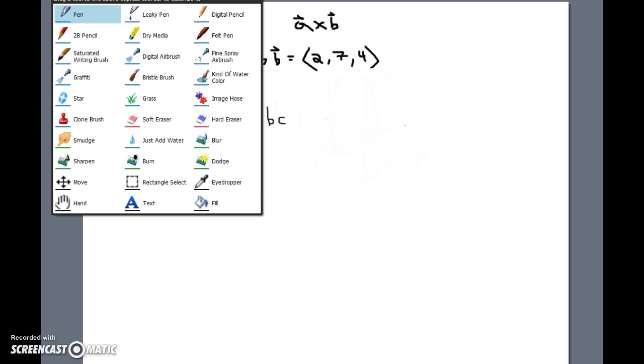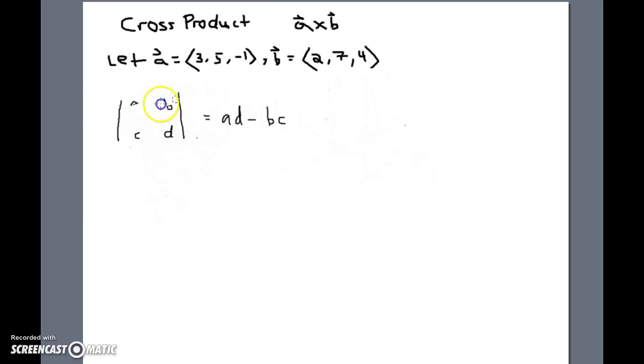So let's do this example problem right here. We need to find a vector that is perpendicular to both vector A and vector B. And as you know, I wrote it in this form, but you can also write it in IJK form. For example, vector A in IJK form would be 3i plus 5j minus k.